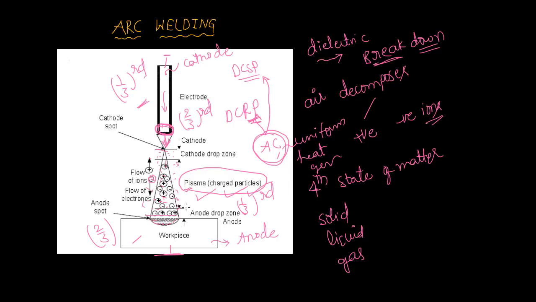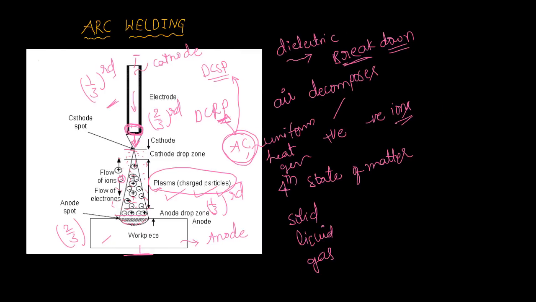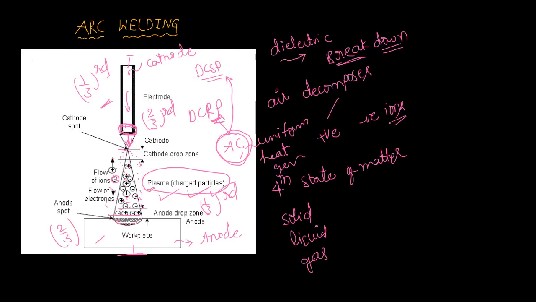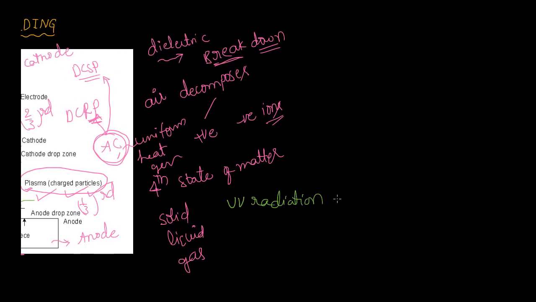Here the arc is nothing but plasma. The light that you are seeing with your naked eye is nothing but plasma. Plasma rays emit UV radiation. That radiation causes irritation to your eye. That is why we are using shields or protectors for our eyes.